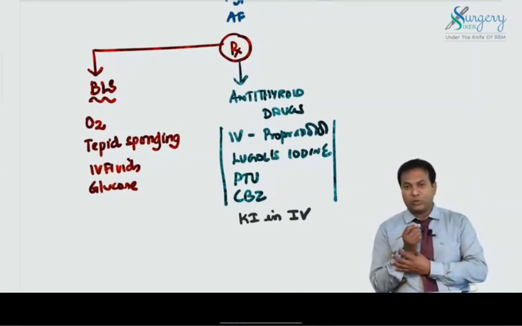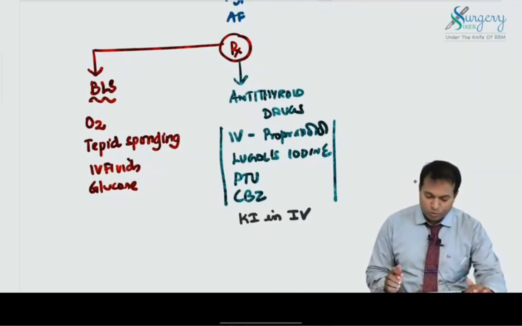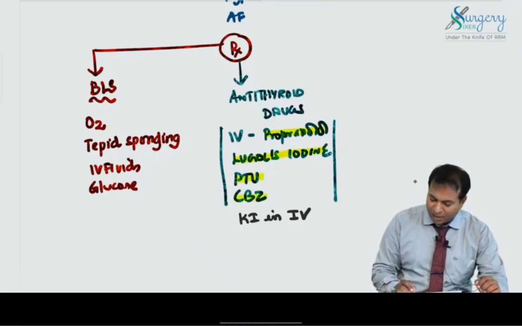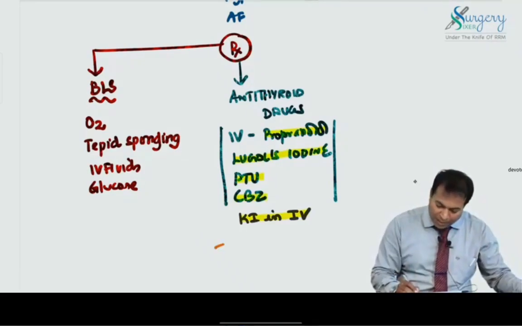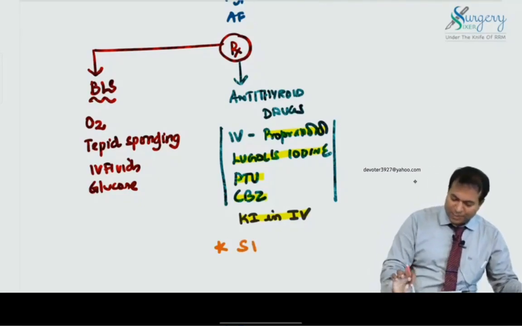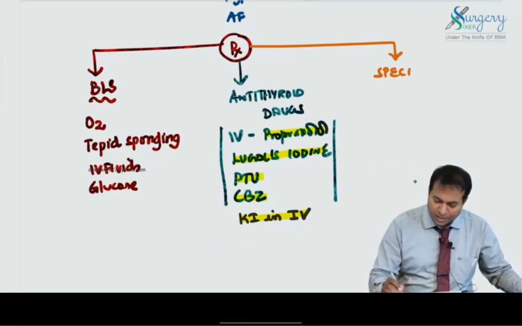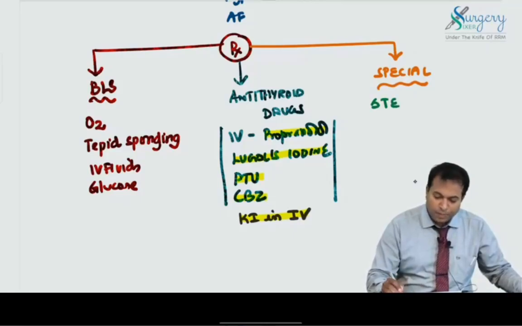So this question is an expected PG question. What are all the drugs used in thyroid storm? The drugs used are IV propranolol, Lugol's iodine, propylthiouracil, carbimazole, potassium iodide in IV. And what you must remember here is, apart from all these things, we also use steroids. What are the special drugs used in a thyroid storm to save the patient? Steroids are used because the adrenal gets exhausted.